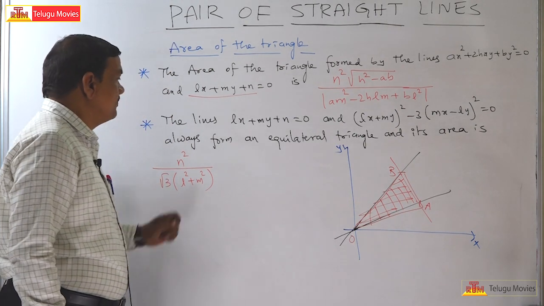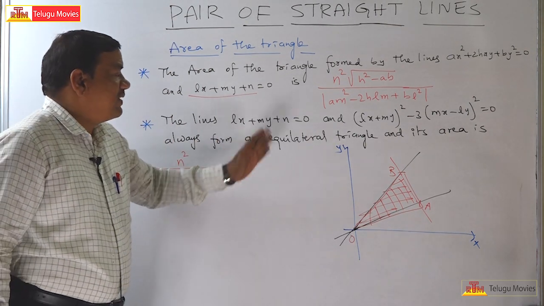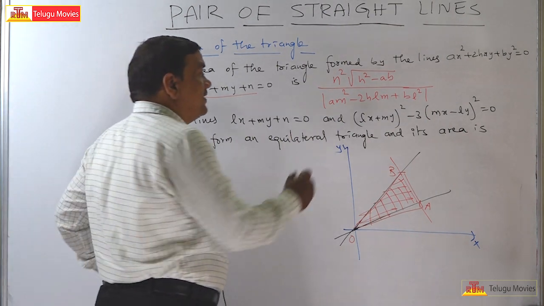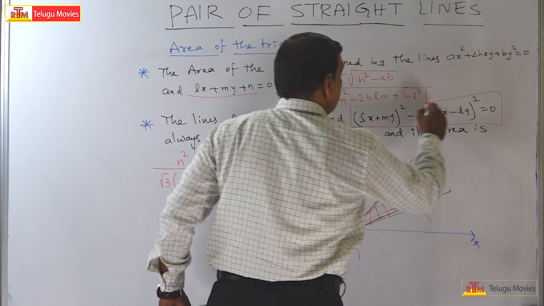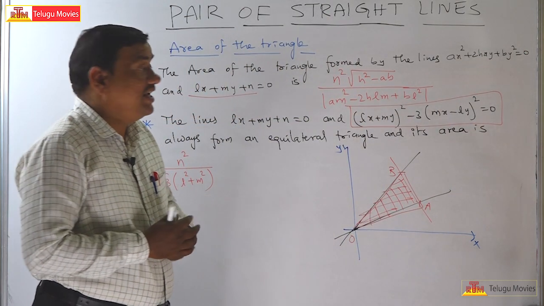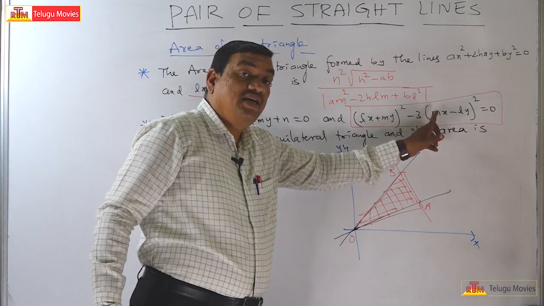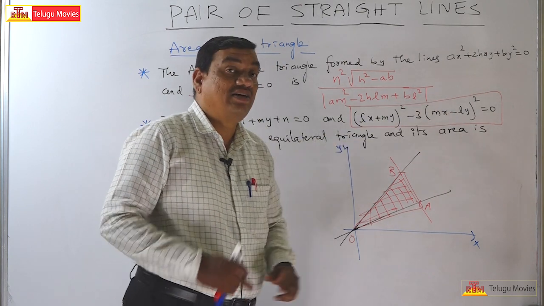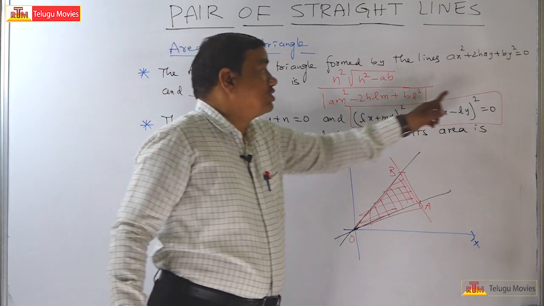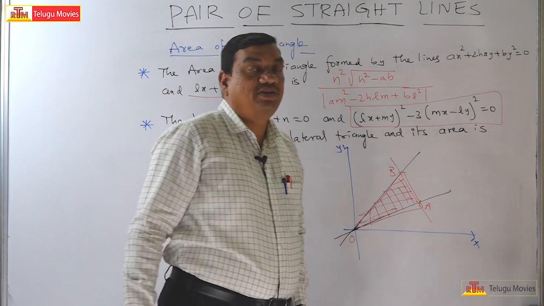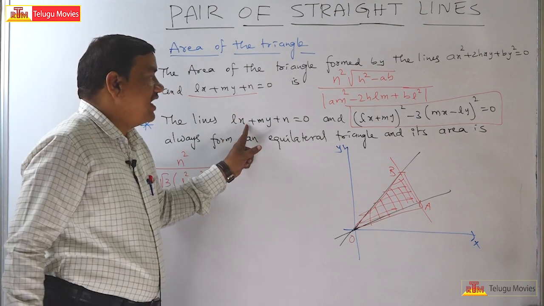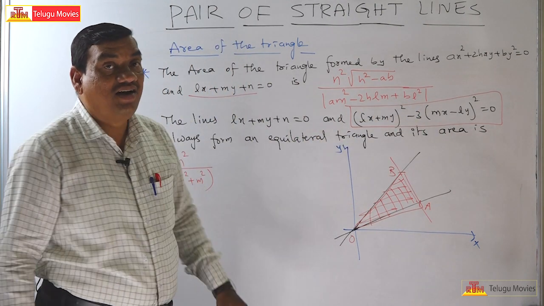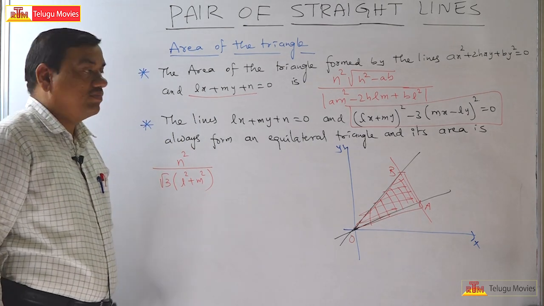Next one is the line lx plus my plus n is equal to 0. Always remember this format. Here, if it is a 3, here Lx plus My, and here Mx minus Ly, the perpendicular line, Lx plus My, and here Mx minus Ly, the perpendicular lines, whole square. Here 3 should be there. Then this single line and these 2 lines form an equilateral triangle.